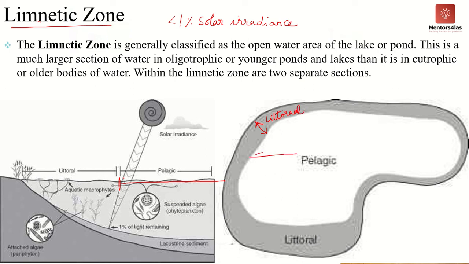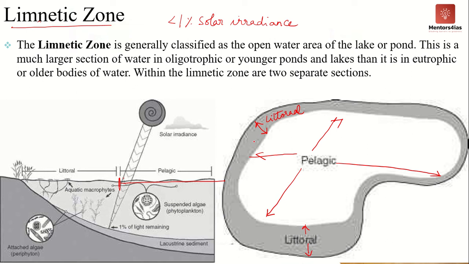In this image on the right hand side, the image shows the extent of the littoral zone and the pelagic zone. The littoral zone is along the boundary of the water body, whereas the pelagic zone is always surrounded by the littoral zone.